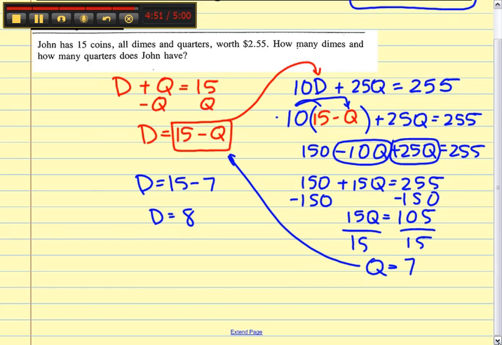I love it. That gives us $2.55. You can check it if you want. All right? Great job. Let's look at the next example.